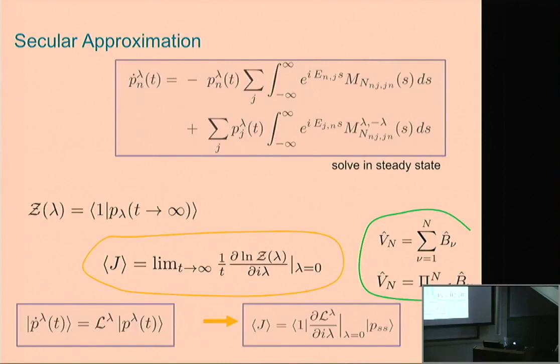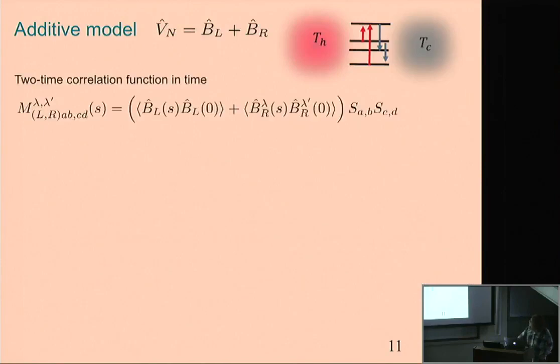And as I've said at the beginning, I'm going to consider 2 cases. These B's are the operators of each bath coupled to the system. So I'm going to have an additive model and a model with this product type interaction. So let's begin with the additive model.